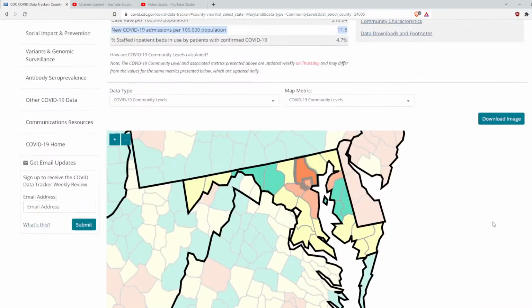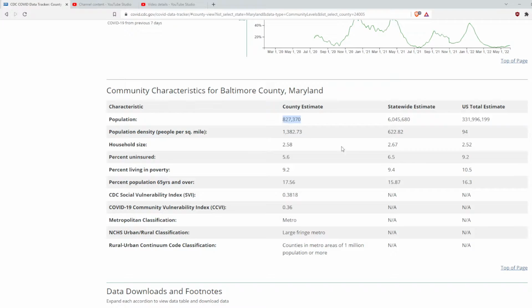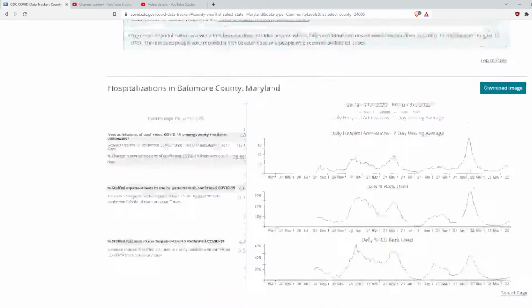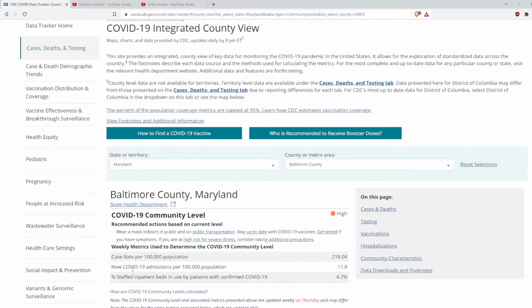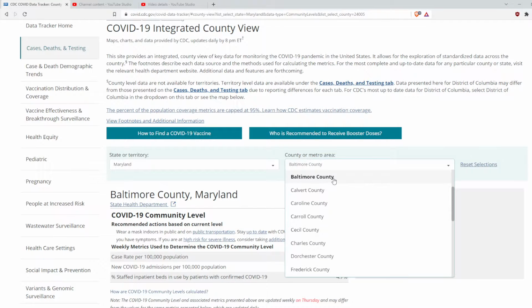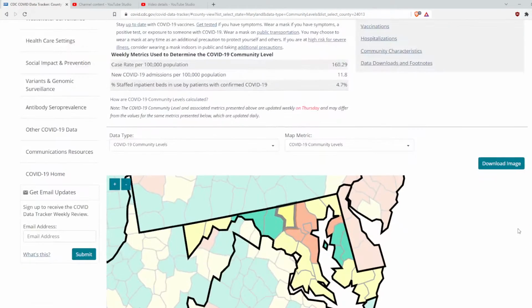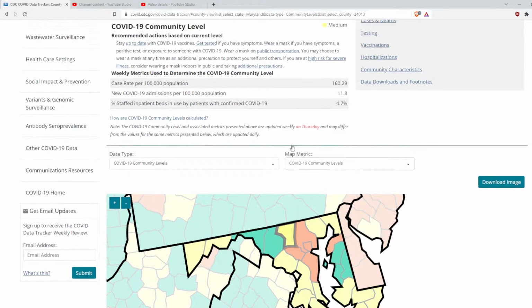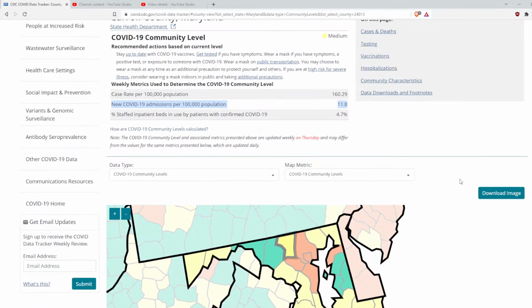For this one, the population is much higher than the city itself. It's strange that you'd have a totally different population but the same rate of admissions for the county. 11.8, that's so strange. But what's even more strange, maybe I'll go over to Carroll County, which is the county over from Baltimore County, so we're moving a little bit west here. And we see that it's also 11.8. That's extremely strange, right?